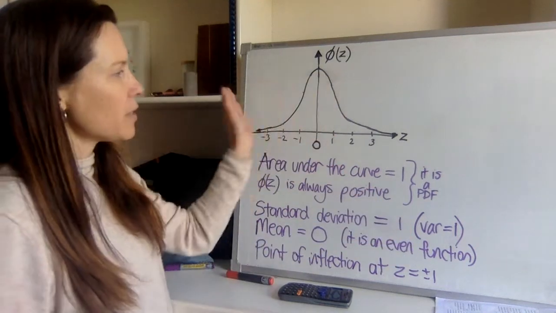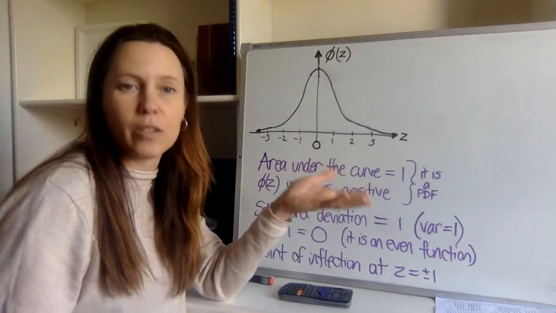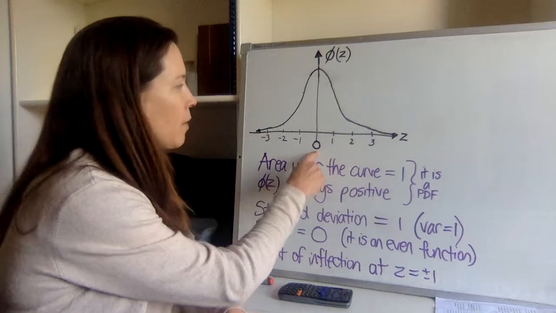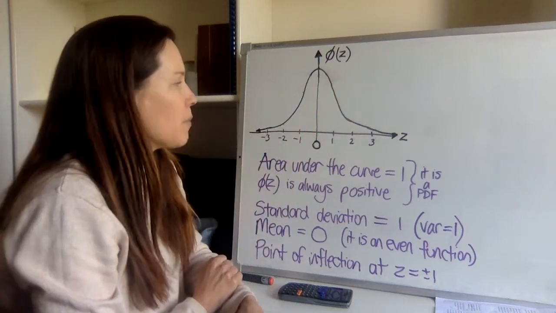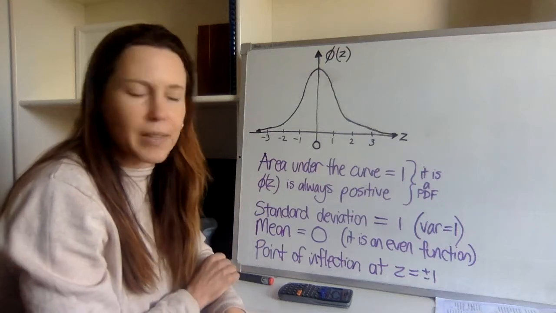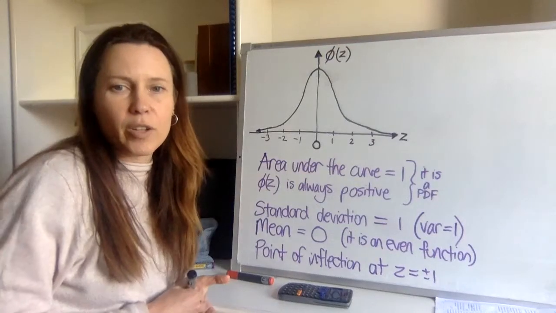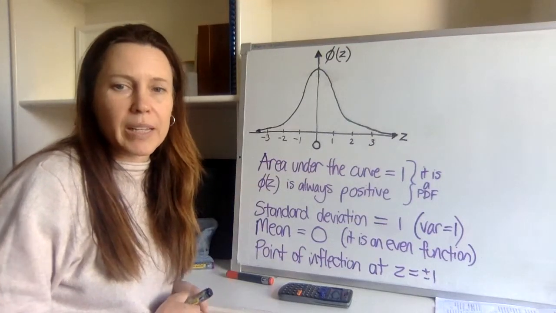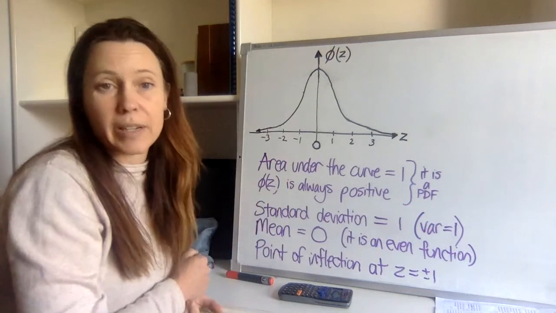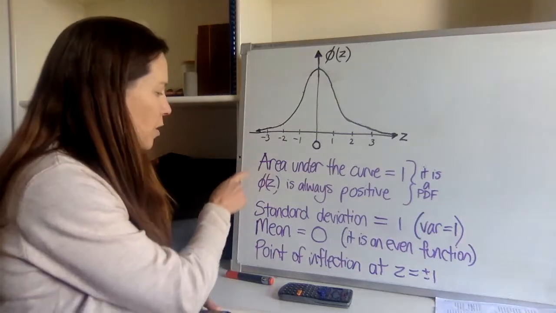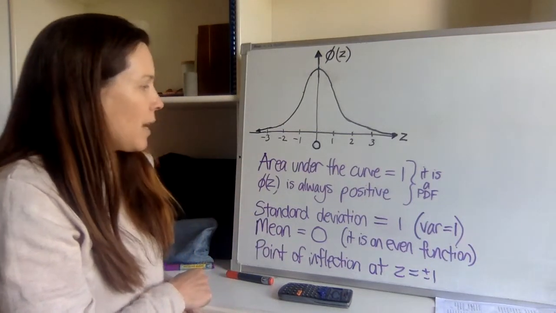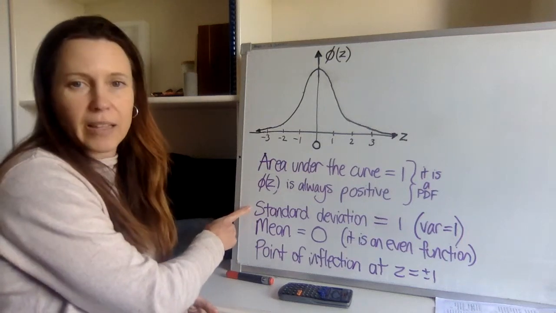The nice thing about this standard normal distribution is that the mean is exactly 0. That makes this an even function, and it means that we get this symmetry on one side of the vertical axis and the other. Now, the area under the curve equals 1, so it is a probability density function. The other thing that we need to note is that it is always positive too, so those are the two criteria for it to be a probability density function. And the standard deviation is exactly 1.